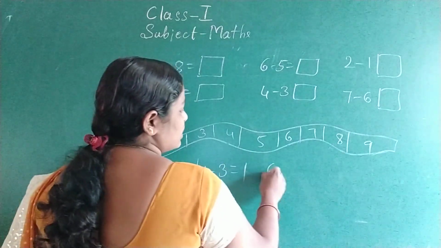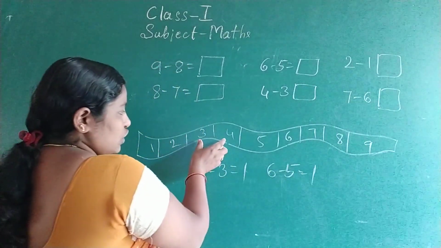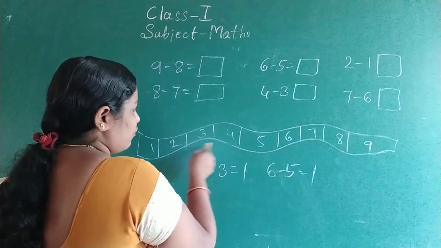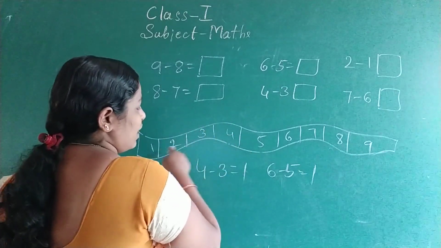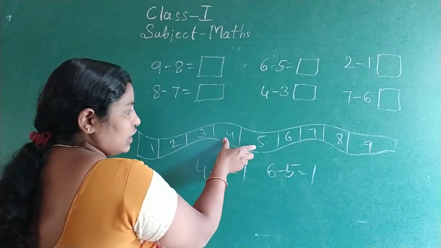5 and 6: 6 minus 5, again the answer will be 1. So they should be one after the other. We should not do 5 minus 2, because these are not one after the other. These are the continuous ones.